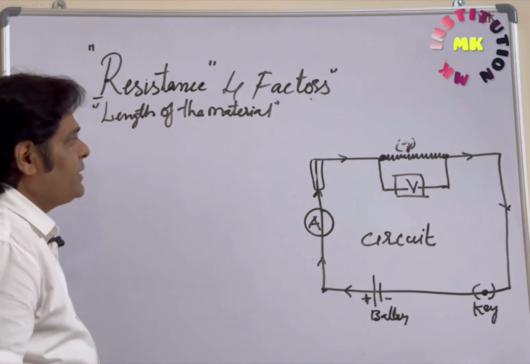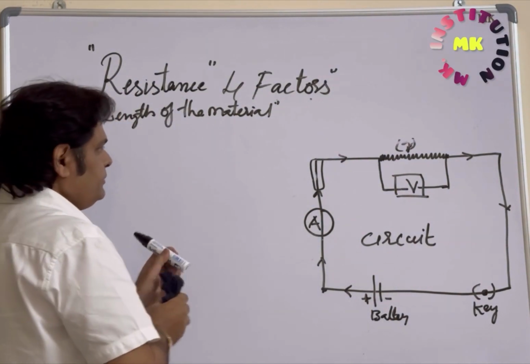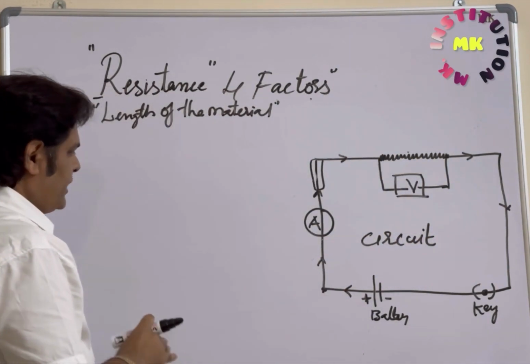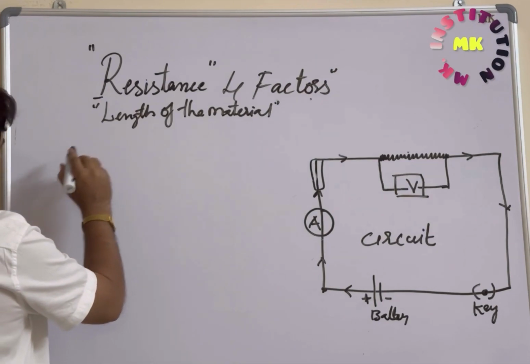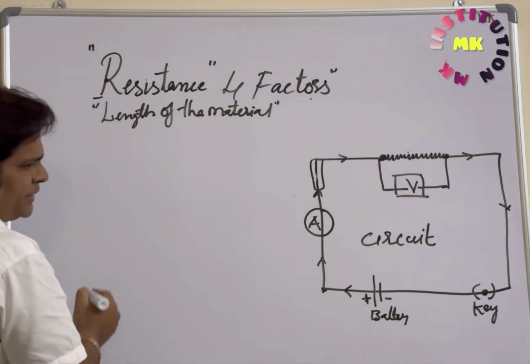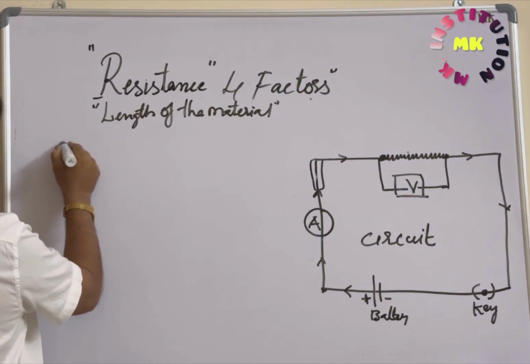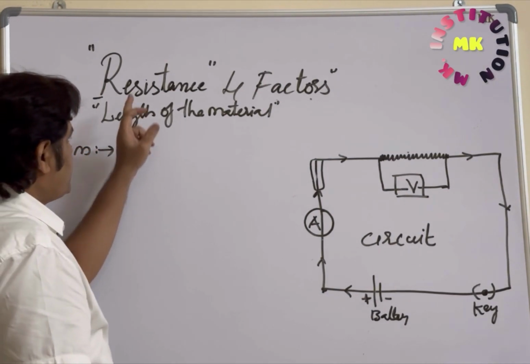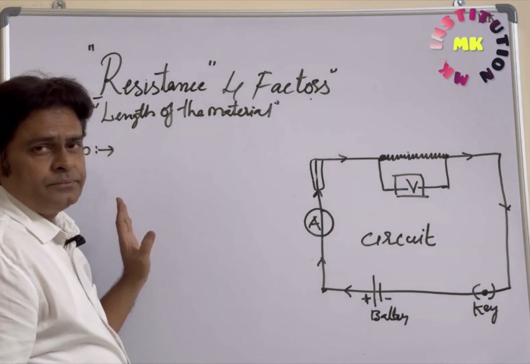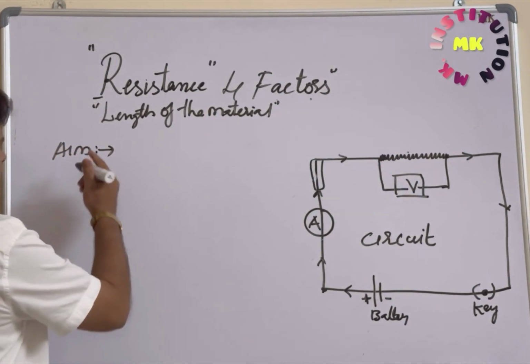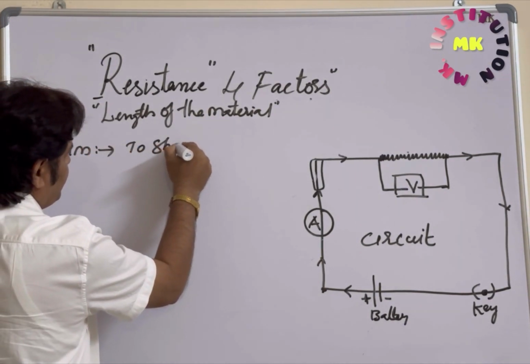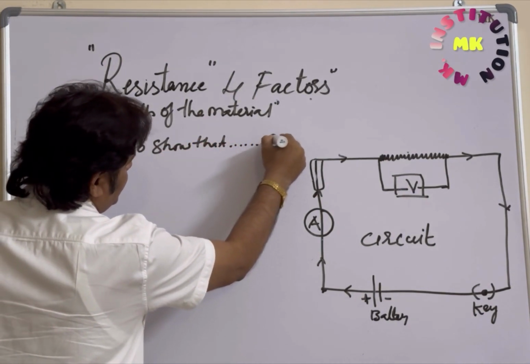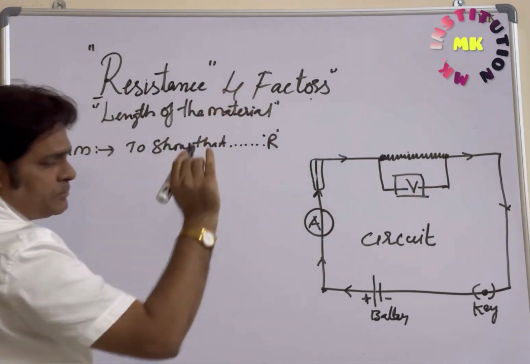So again, the activity we are doing now. Clear? Same as the other two activities we have completed, in this also the same thing. For the aim, you write here: to show that resistance depends upon the length of a material.